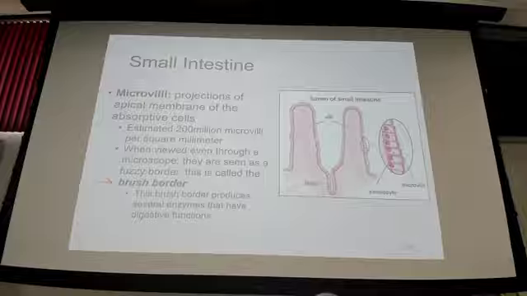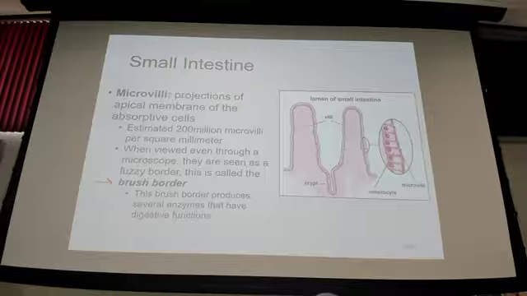So that is the importance of the brush border, and that's a pathology associated with it, right? So we're just flattening out. That surface area goes away. We lose the ability to absorb our stuff.